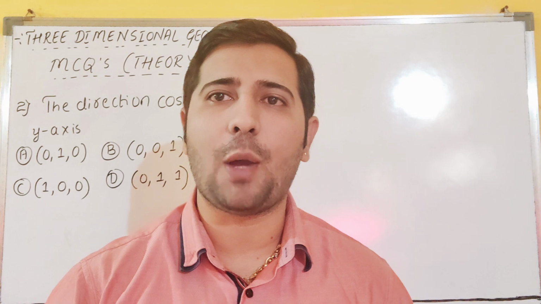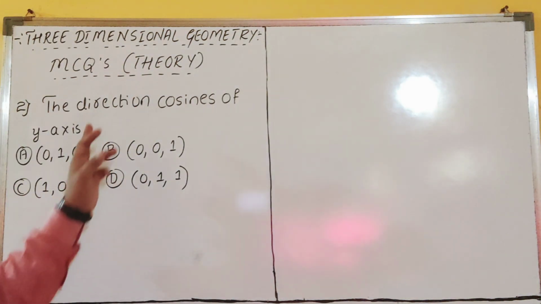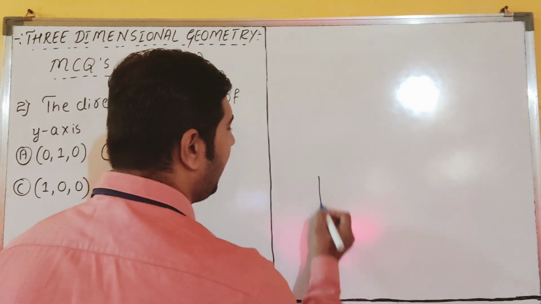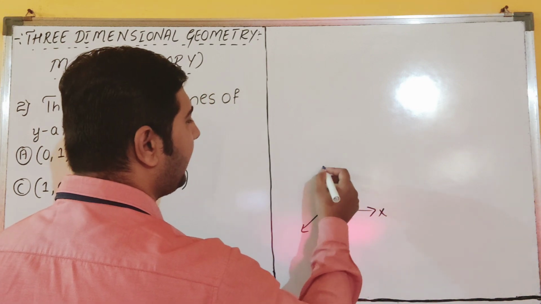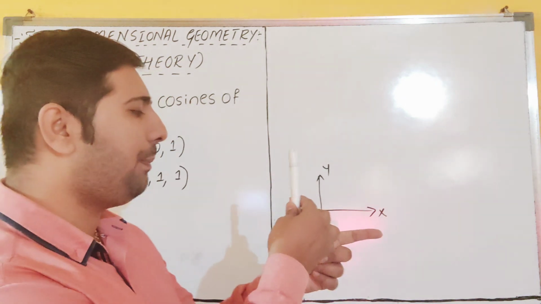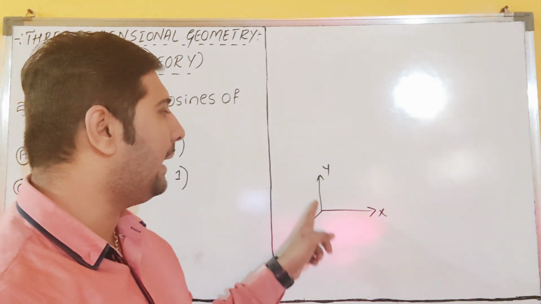I hope all of you have copied. Now let us see the second question, a similar question, dear students. The direction cosines of y-axis. Easily you can find now. See here. Again you have to draw the x-axis, y-axis, z-axis. But this line is lying on the y-axis. That means how much angle will it make?